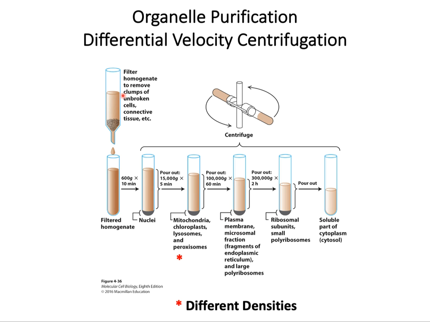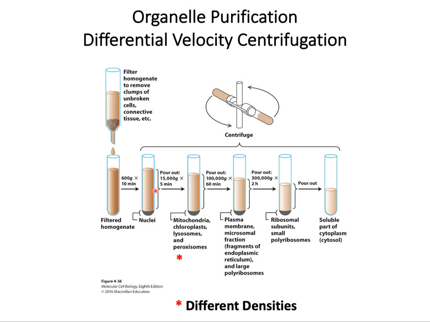First, you filter your extract or homogenate to remove clumps of cells or unbroken cells. Take the filtered homogenate and apply a low-speed spin for a short period of time. In this diagram, you would centrifuge the filtered homogenate at 600 G for about 10 minutes. The resulting pellet contains cell nuclei. So if you only collect the pellet, you can study the nuclei from the sample.